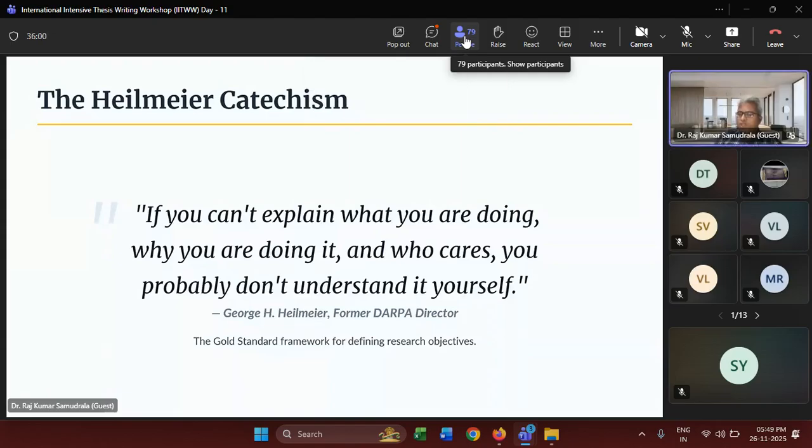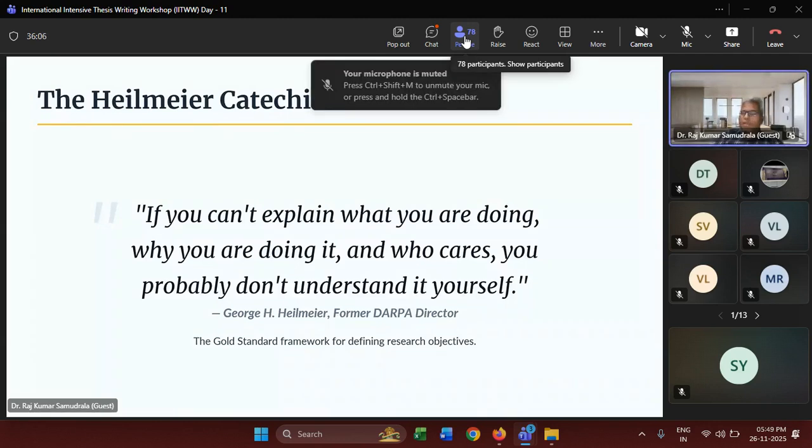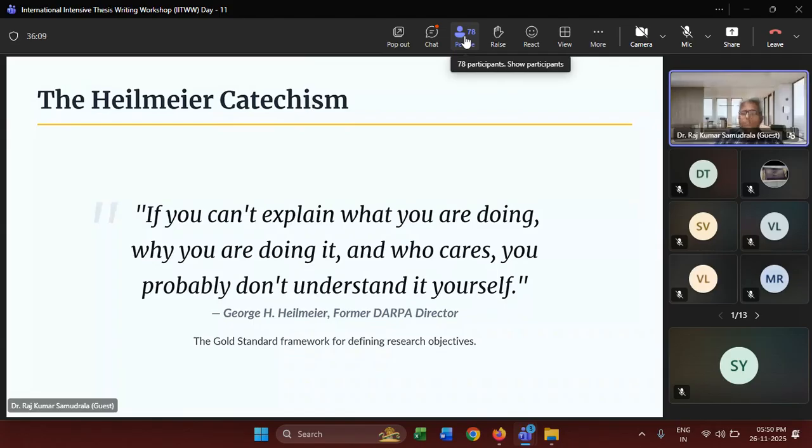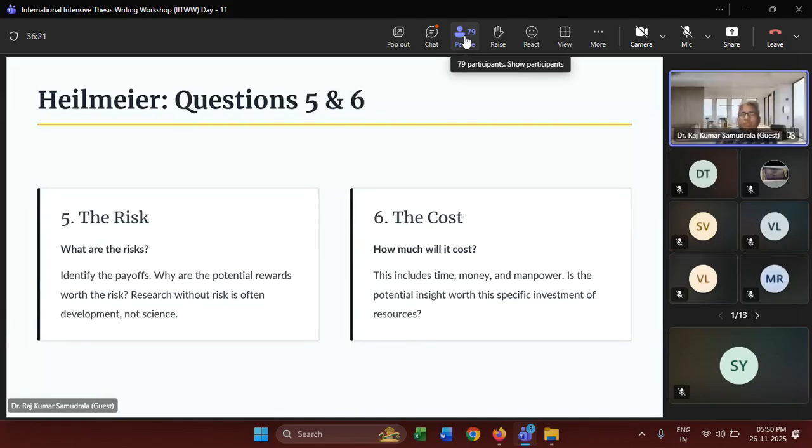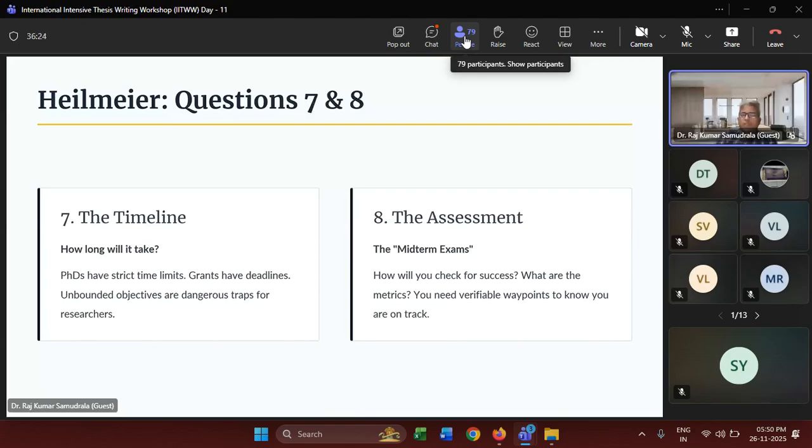The gold standard framework for defining a research objective. For that, 8 parameters are there for a strong objective. Those are the objective, the status quo, the innovation, the stakeholders, the risk, the cost, the timeline, and finally the assessment. These 8 parameters are essential for a strong objective.